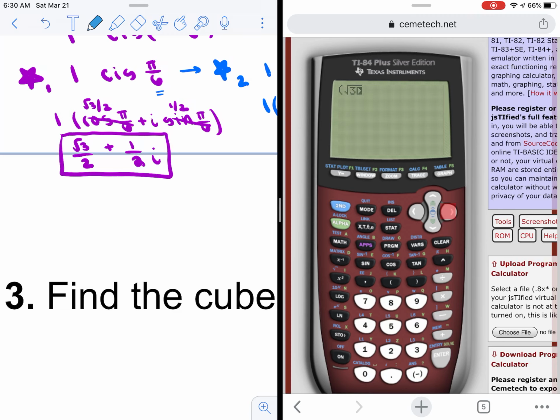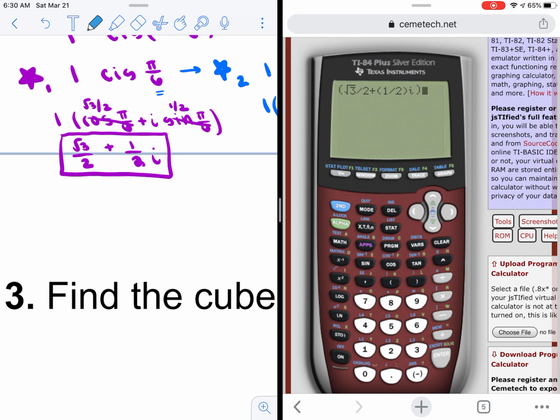Square root of 3 divided by 2, and then you can do plus 1, I'm going to put this in parentheses, divided by 2 with an i. Now, there's an actual i button in your calculator. If you guys look by the bottom, by where 0 is, to the right of it, above it, there's an i. You have to hit second first, though, and then that'll pop in an i. So it's that period button.